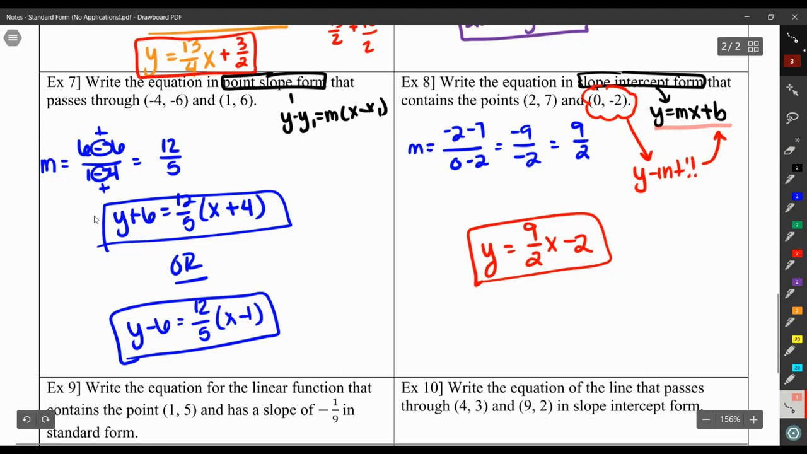So we can actually go straight into slope-intercept form. If you didn't see that and you used maybe this point or this point and started in point slope, you still should have gotten this as your answer for slope-intercept form. Just would have taken a little more work to get there.